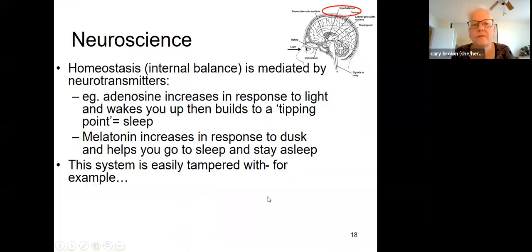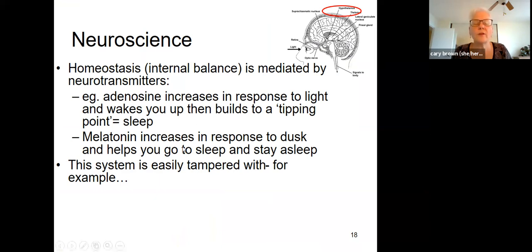Okay, so a little bit of the neuroscience, right? Homeostasis, it's mediated by our neurotransmitters. So I've already talked about this a bit. We need to get good sleep so that these things are regulated properly.